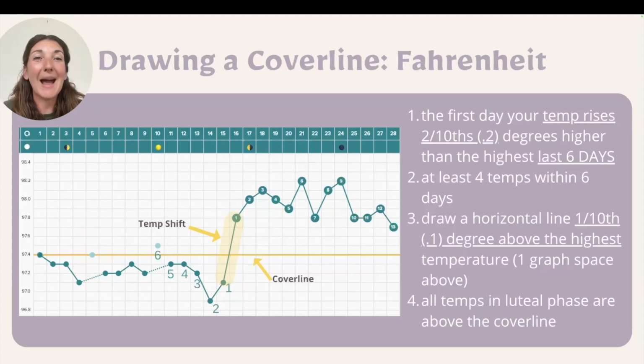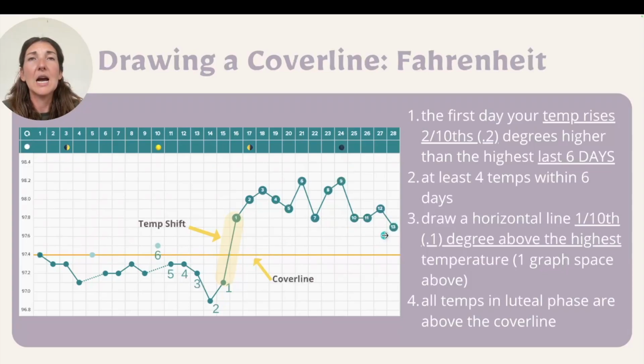It sounds pretty mathy, but I promise it gets easier once you keep doing it and when you practice. And that's also why I love this method, is there's data and there's graphing, and it can be an amazing tool in that way to really understand your physiology. So you pick the highest temperature or temperatures. In this case, it's 97.3, and then you draw your cover line 1 graph space or 1/10 of a degree or 0.1 degrees above the highest. So that's why our cover line is on 97.4.